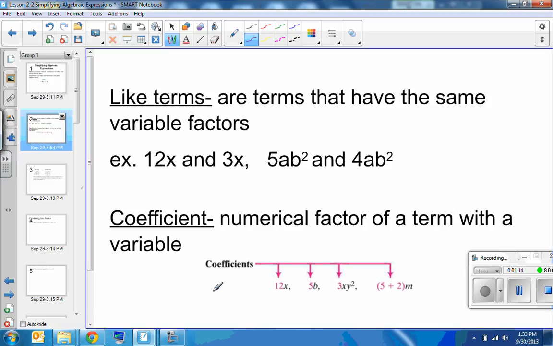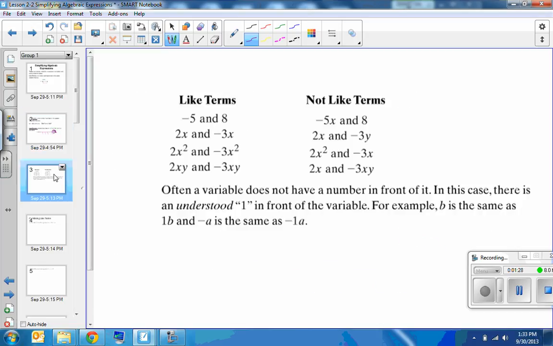I also want you to put down a negative x. This is a coefficient. This would be negative 1. So here are more examples of like terms. It shows you what like terms are and what like terms aren't.